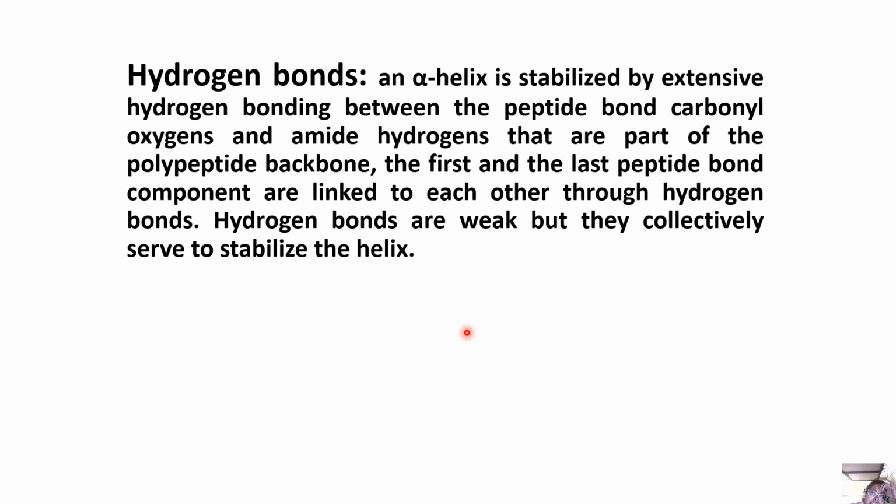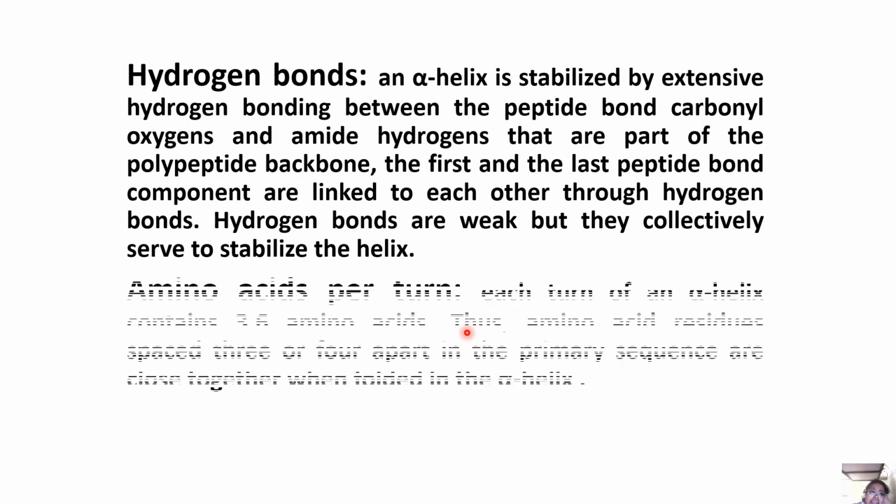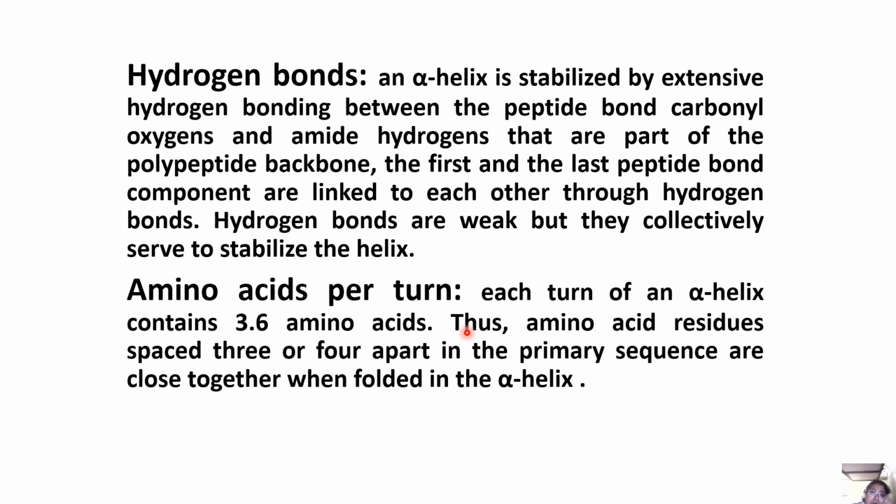The alpha helix is stabilized by extensive hydrogen bonding between the peptide bond carbonyl oxygens and amide hydrogens that are part of the polypeptide backbone. The first and the last peptide bond components are linked to each other through hydrogen bonds. Hydrogen bonds are weak, but collectively they serve to stabilize the helix. Each turn of an alpha helix contains 3.6 amino acids. The amino acid residues spaced 3 or 4 apart in the primary sequence are close together when folded in the alpha helix.